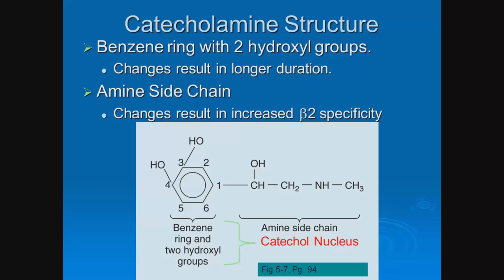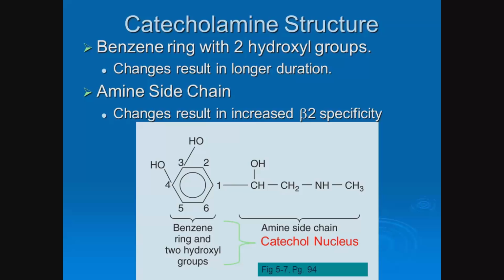Change the position of those OH on the benzene ring, I change duration. That's the way we create drugs that last longer, is I change the position on the benzene ring. Change the side chain. Changes to that allows for more specific beta-2 sensitivity. What I ideally want is a drug that only stimulates the beta-2 receptors, not the beta-1. What's beta-1 again? Heart rate, force of contraction, right? I don't want my heart to beat faster. All I want is I want to bronchodilate. So the more beta-2 specificity we can have, the better off it is. Those are changes to this amine side chain. Changes to the catechol nucleus, the benzene ring, change the duration of the medication.